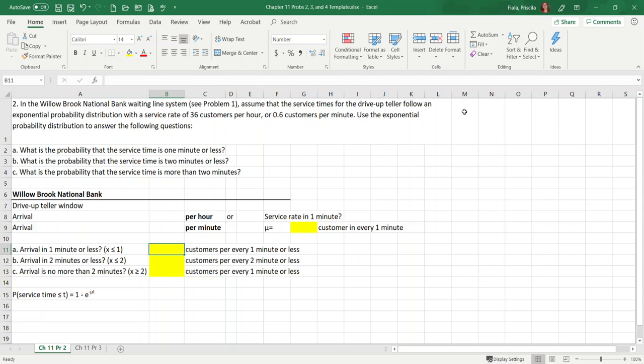Three problems for this week, and then we're going to have your midterm that is going to cover everything that we cover up to this point right here. So up to chapter 11.